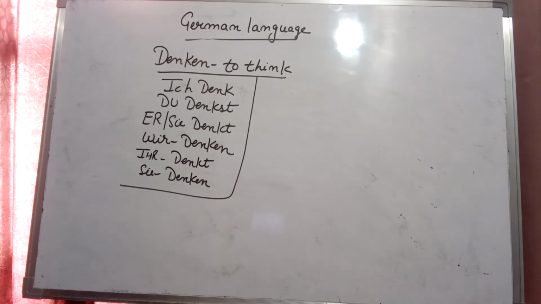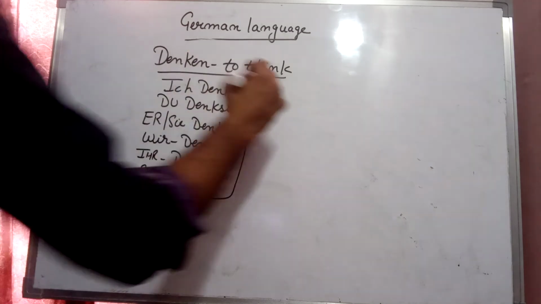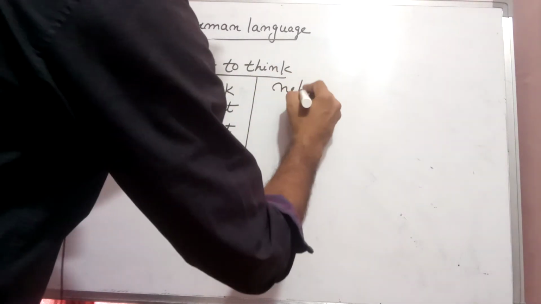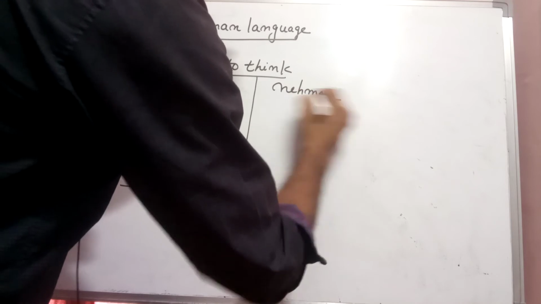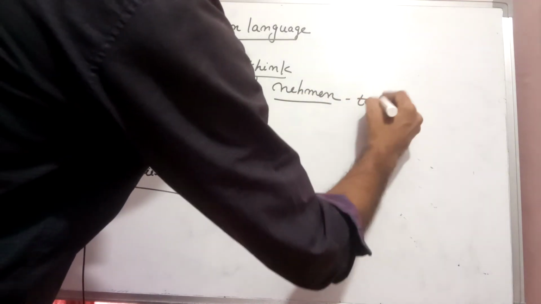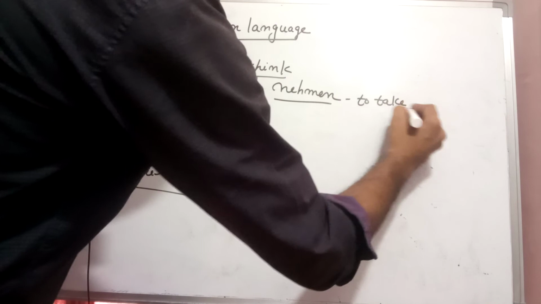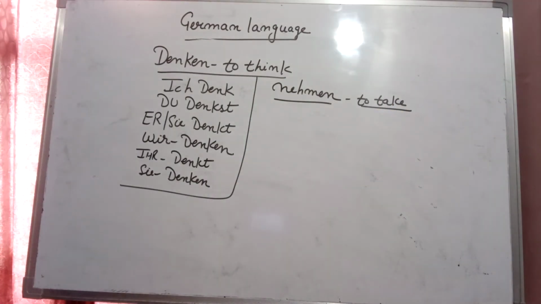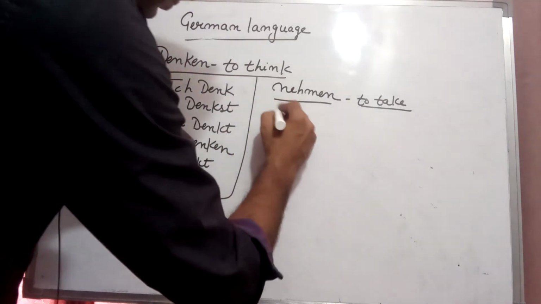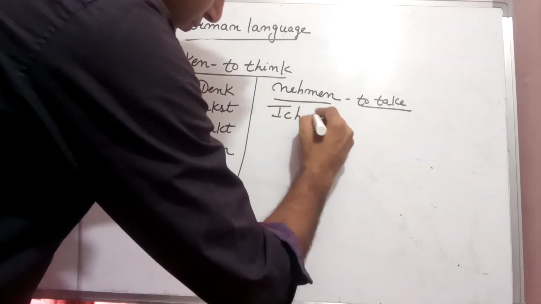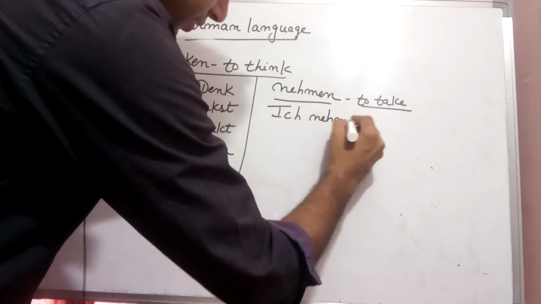Okay. So pen down please. The next verb we have is nehmen, is to take. If you want to say I take, what will you say? Ich nehme. I believe you will understand the entire pattern.